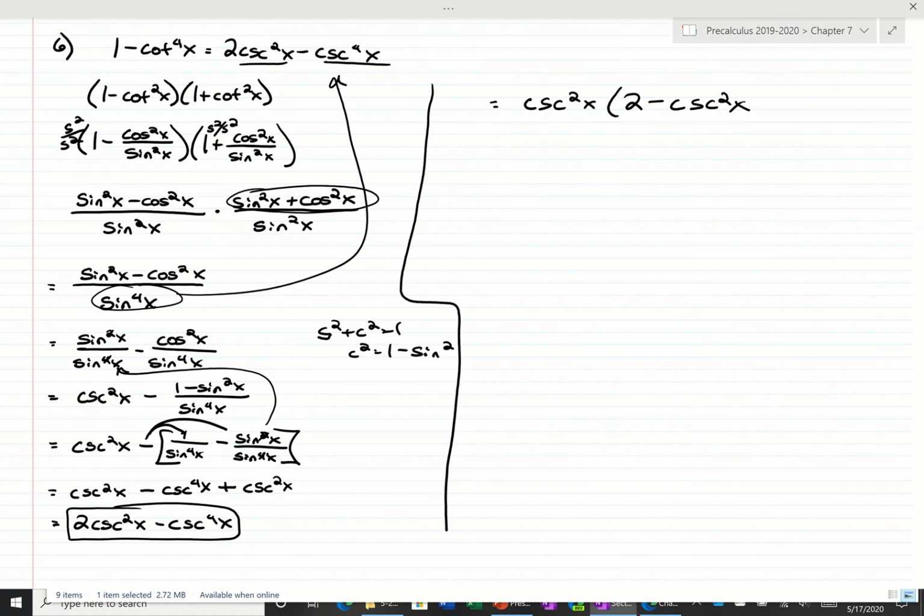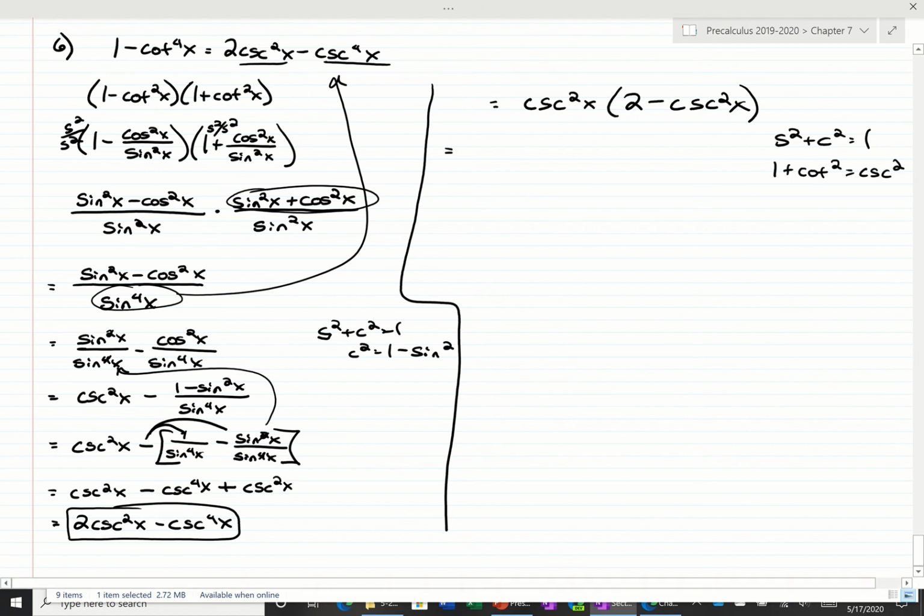Now, if you try to make the right side look like the left, we have to get cotangent. Well, there is a Pythagorean identity that says that sine squared plus cosine squared is 1. But also, if you look in your notes, if we divide everything by sine squared, we get 1 plus cotangent squared equals cosecant squared. So what I'm going to do is just make a substitution. Instead of cosecant squared, I'm going to write 1 plus cotangent squared. And I'm going to do the same thing with the second parenthesis. So 2 minus 1 plus cotangent squared.